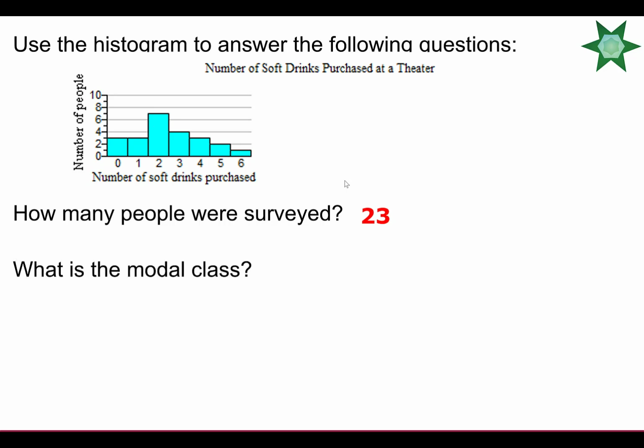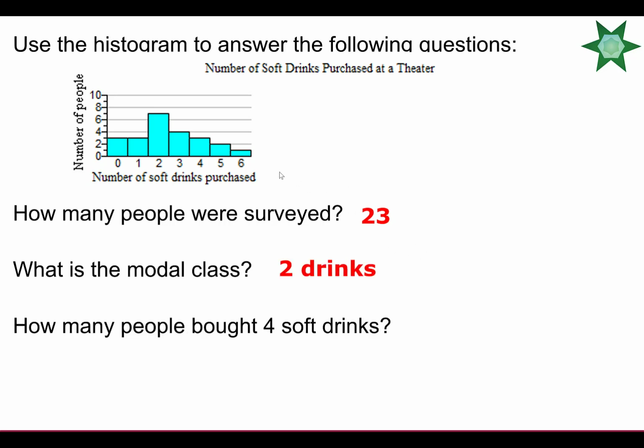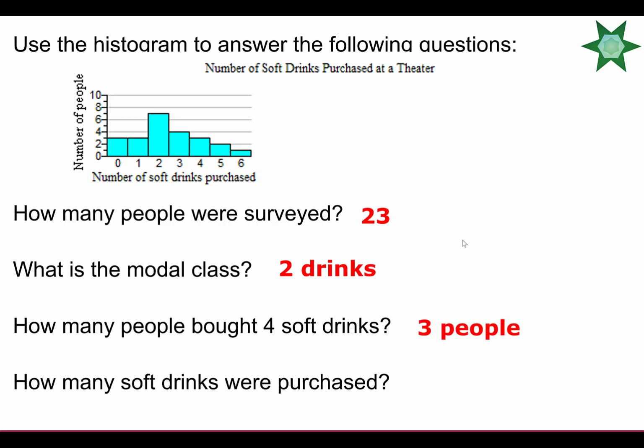What is the modal class? Remember, the modal class is the one with the largest frequency, and that's going to be 2 drinks. How many people bought 4 soft drinks? So we look over here at 4, we look at the height of that bar, and it looks like it's 3 people.